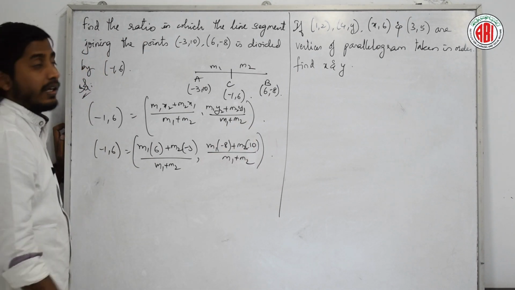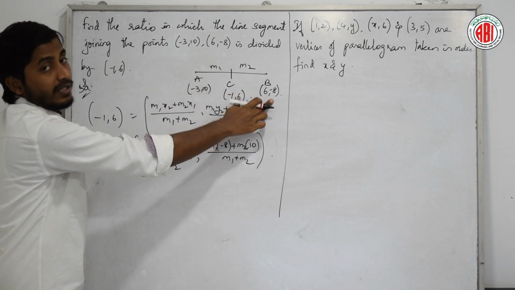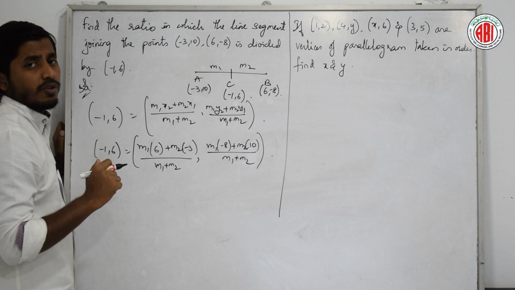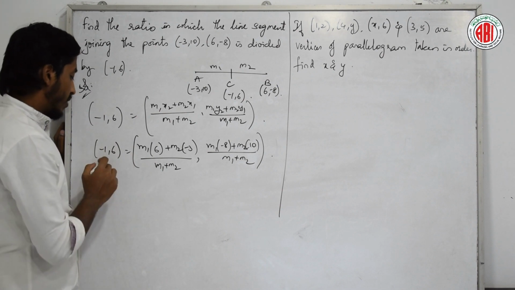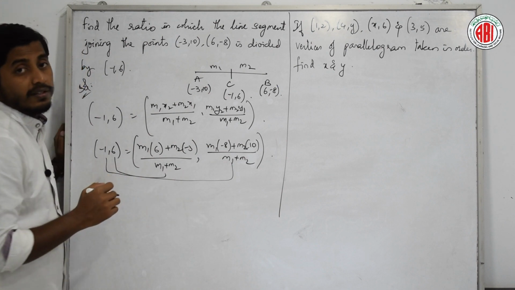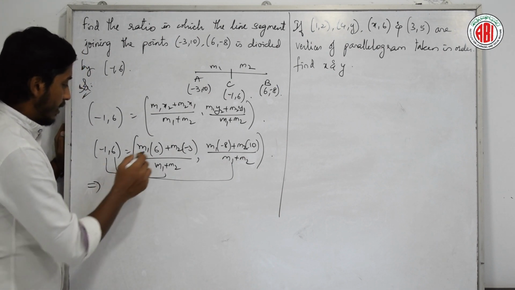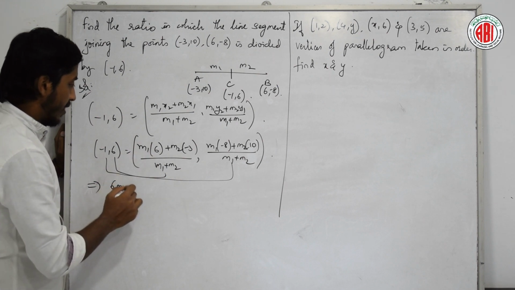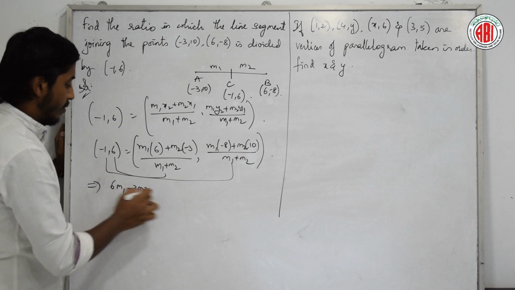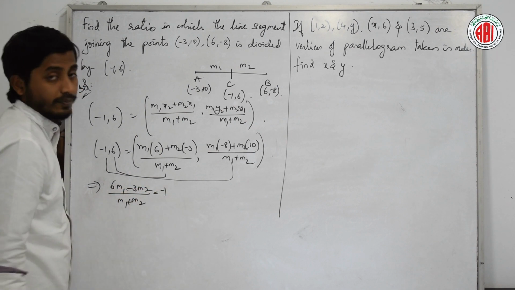Okay, what do we do here? Normally take the formula and substitute the first point and the second point in it. Is it clear? Now how to find the ratio? In order to find the ratio, we have to equate either the x coordinates or the y coordinates. Okay, now equate the coordinates. What do we get? Here m1 into 6 is 6m1, here minus 3m2, divided by m1 plus m2, that is equal to -6.